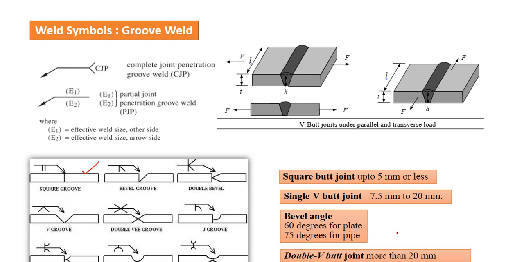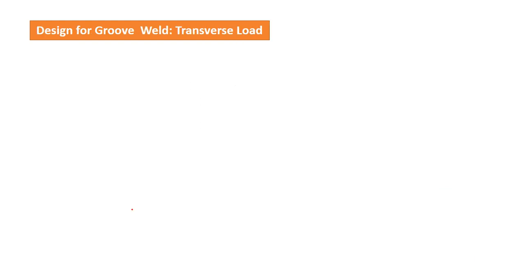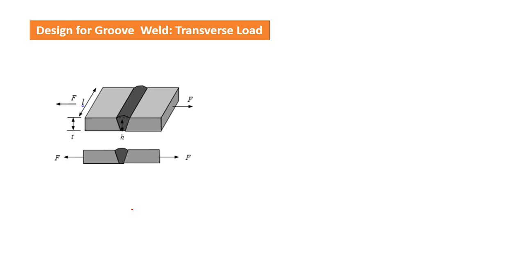And if plate thickness is more than 20 mm, we have to go for double V groove or double U groove. So now let us analyze the stresses acting on the weld. Stress analysis is very simple in this case.